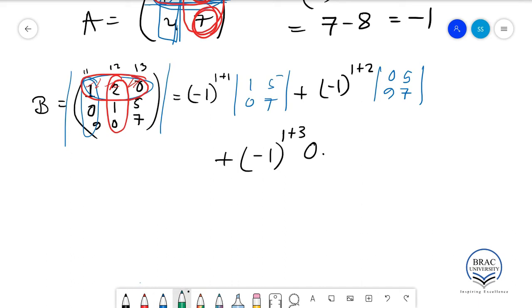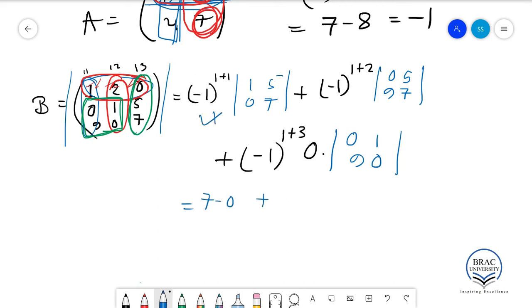Let me use another color. So again you are forgetting the first row, and now you are forgetting the third column. When you forget the third column, this is the matrix you have left, a 2 cross 2 matrix. So let's write it 0 1 9 0. Then evaluate it. This is what? 7 minus 0.